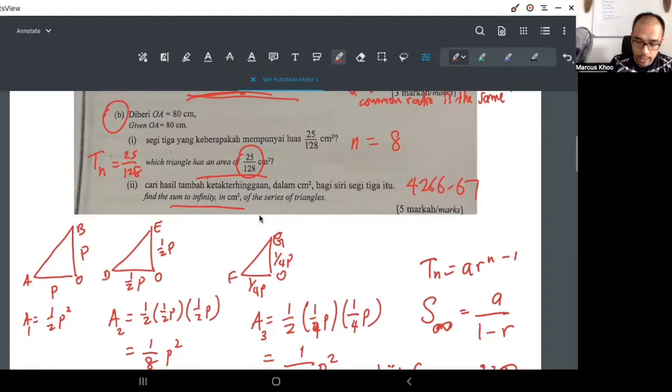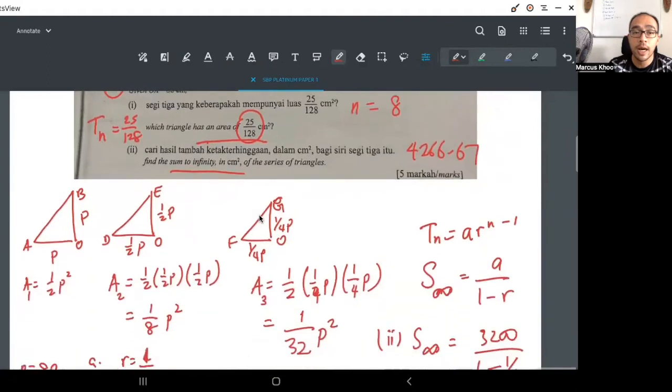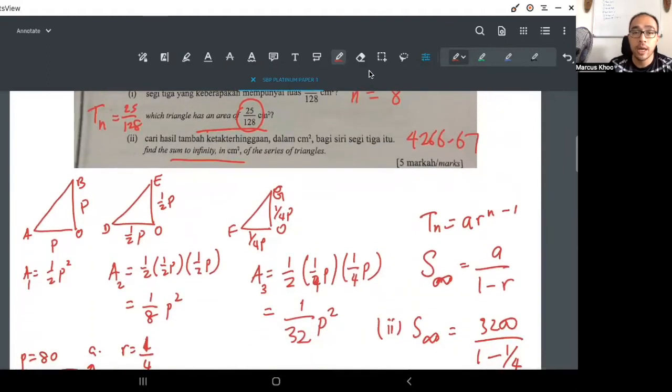All right, and that's it for SBP Platinum paper 1. We have one more paper to go, which is paper 2, which we will discuss. I can't remember the date, but I will inform you of the next date.